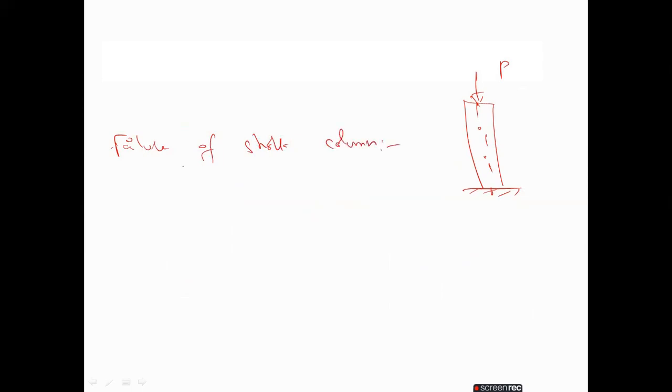So we will take a short column of a uniform cross-sectional area. This is area A, and it is subjected to the axial compressive load P, as shown in this figure. The compressive stress, generally we know, stress equals load by area. But if you see the compressive load on this short column, whenever it is increased gradually, what happens? It will reach a certain point, and crushing will happen.